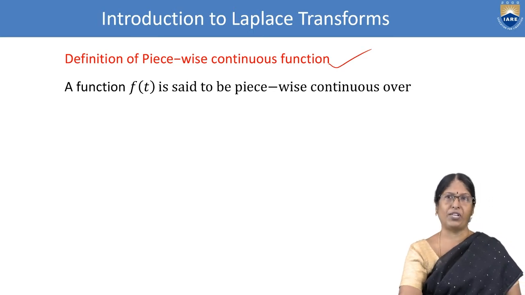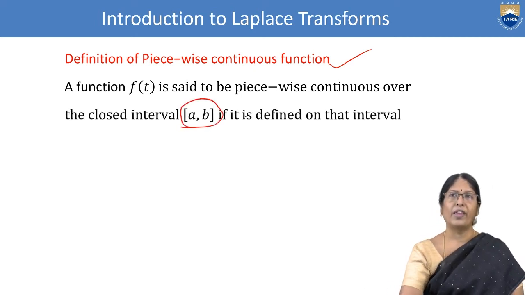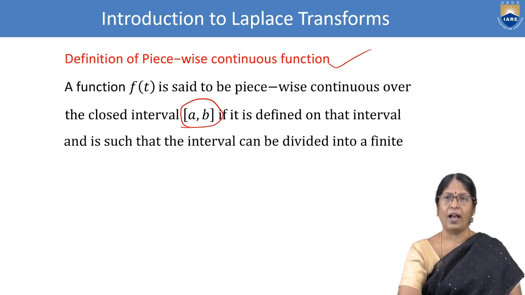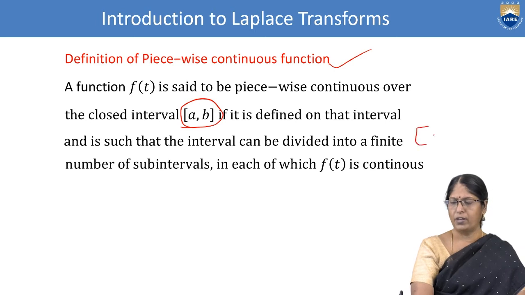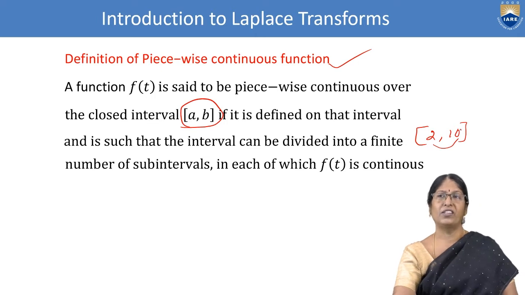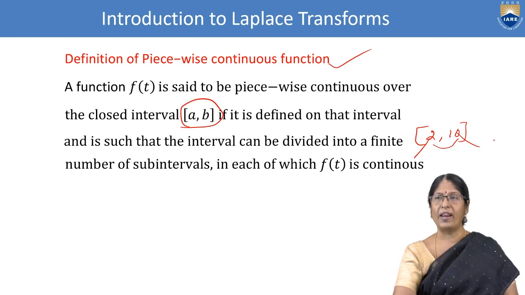A function f of t is said to be piecewise continuous over the closed interval a comma b if it is defined on that interval and is such that the interval can be divided into a finite number of sub-intervals. Suppose we take 2 to 10, a closed interval: 2 is included, 10 is also included. Both end points are included.